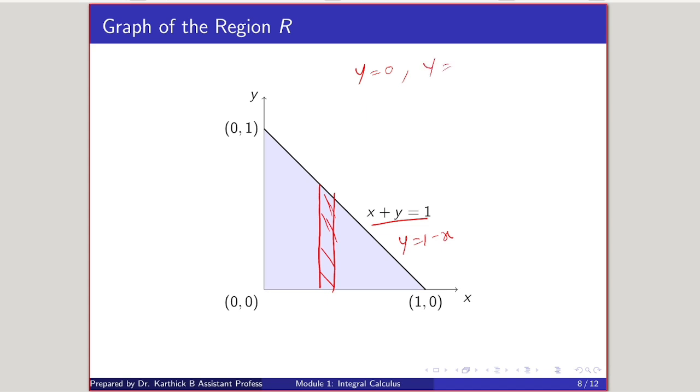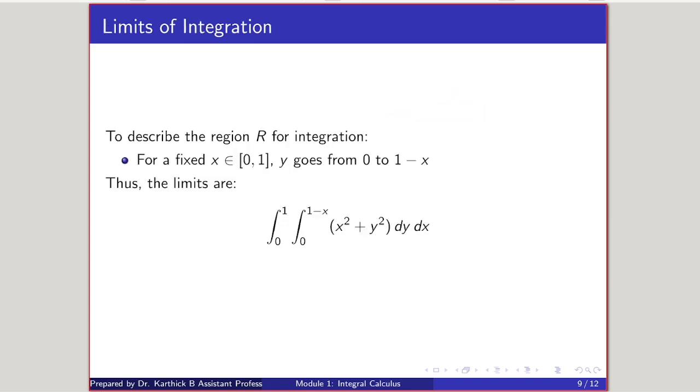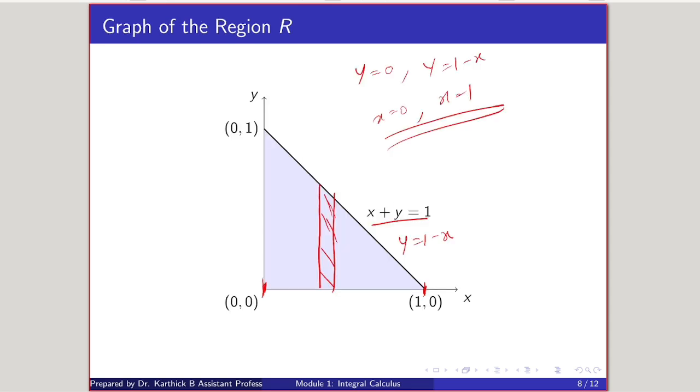So the upper limit of y will be 1 minus x, and this is the region. Here we want to decide the value of x. So x varies from 0 to 1, so the limit of x will be 0 to 1. These are the limits. So here clearly x takes 0 to 1, y takes 0 to 1 minus x.